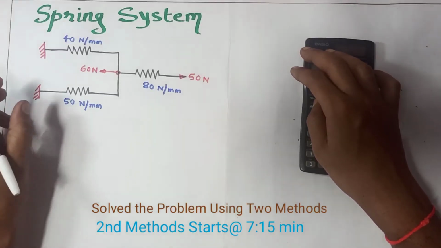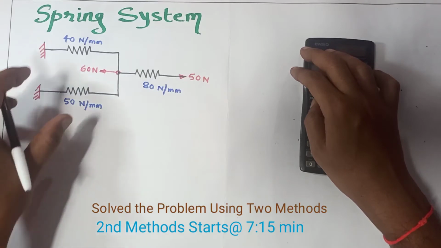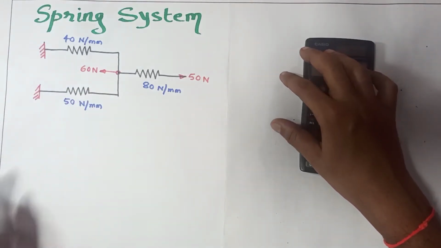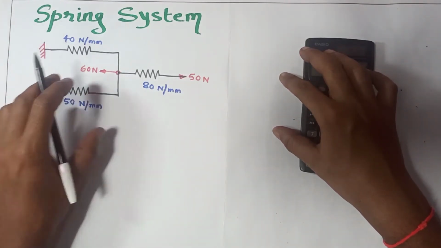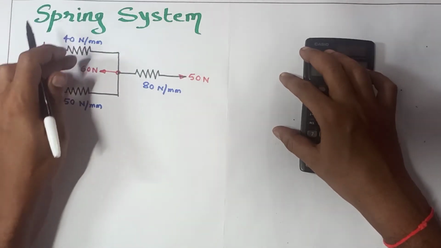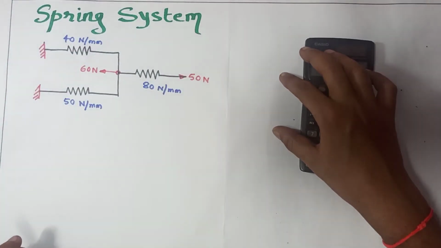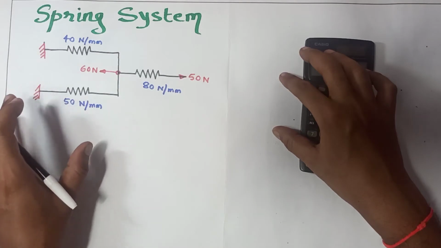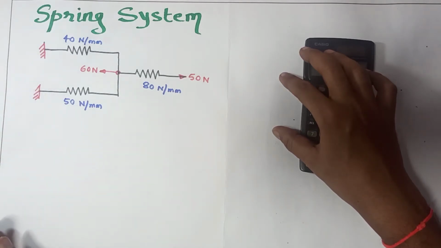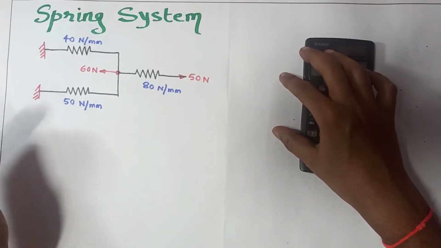In this class I am going to solve problems on the spring system. As you can see on the screen, there are 3 springs connected. 2 springs are in parallel and 1 is in series. We can solve these problems in 2 methods. First, I will tell you the first method.